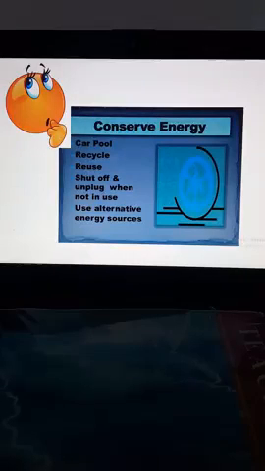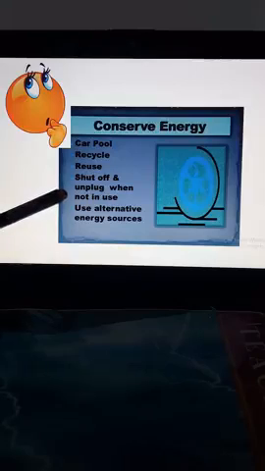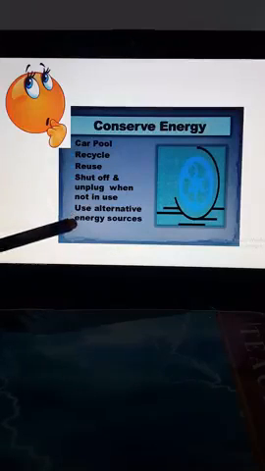Now, if scientists can do something, we also have a role to play. We can also help conserve energy. First, by recycling, reusing, knowing when to turn off or turn on electrical appliances when not in use, and using alternative energy sources.